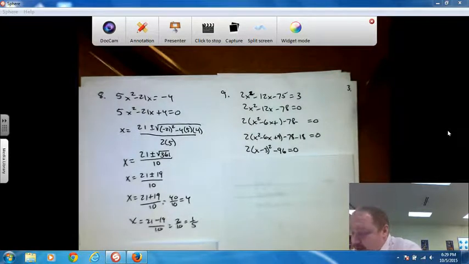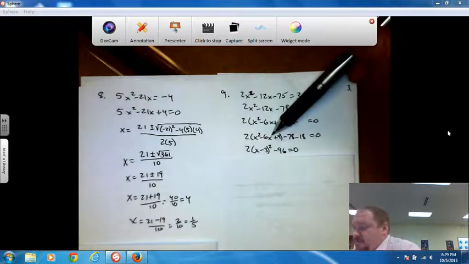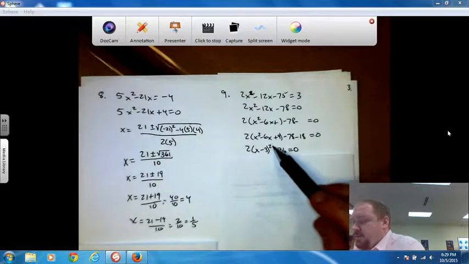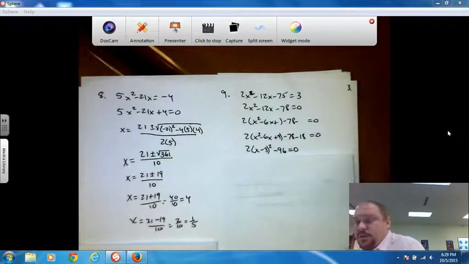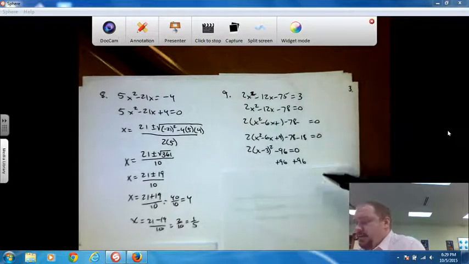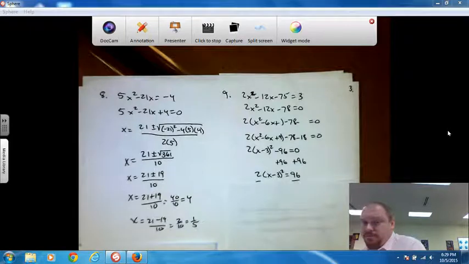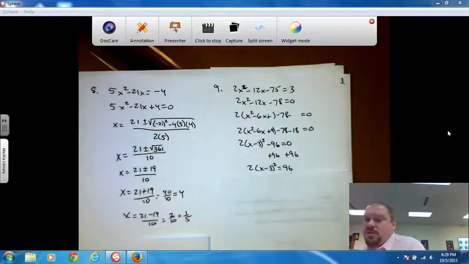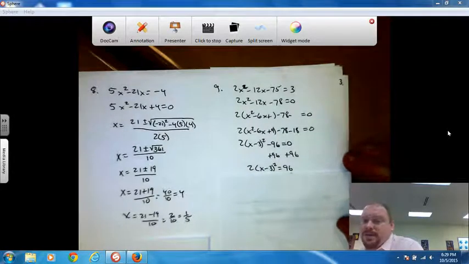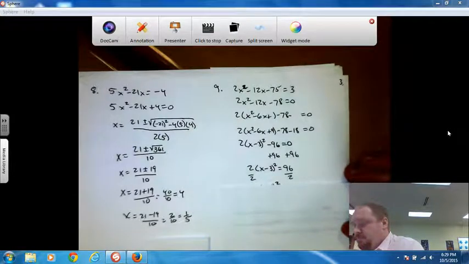So now, once I factor this down, half of 6 is 3. Okay, so I get 2 parentheses x minus 3 squared minus 96 equals 0. So now, add 96 to both sides. I'm left with 2 times the group x minus 3 squared equals 96. Continue getting the group by itself. Divide by 2. So you get x minus 3 squared equals 48.